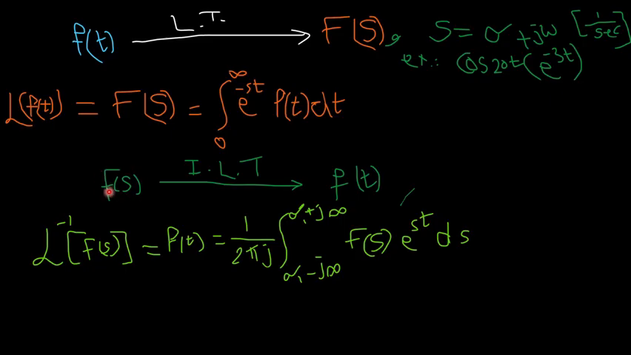If we have a function F of s defined in the frequency domain, we can find its equivalent in the time domain using the inverse Laplace transform, defined as L minus 1, or inverse Laplace transform of F of s, which equals f of t, which equals 1 over 2 pi j multiplied by the integration from sigma minus j infinity to sigma plus j infinity of F of s multiplied by e to the power of st ds.